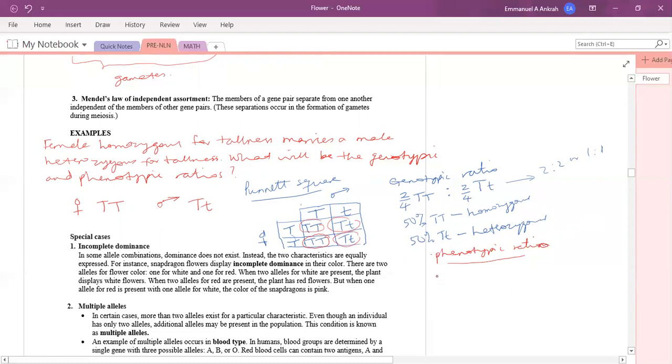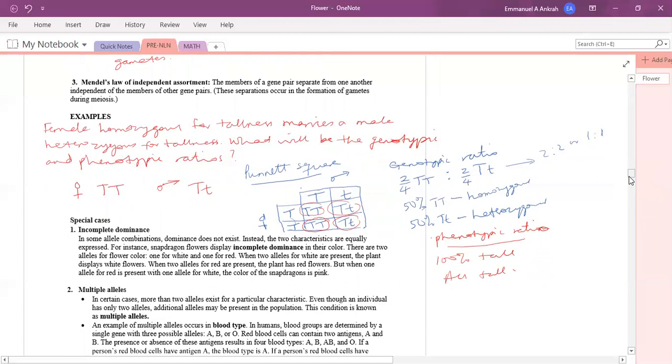So here we have 100% tall. All of them are tall. So that would be the ratio here. They're all tall. What they show on the outside. Okay.